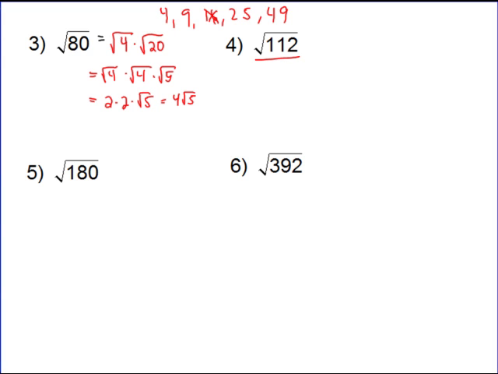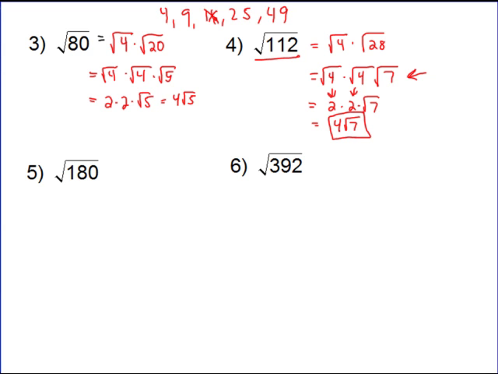Okay, number 4. Again, it looks to me like 4 goes into it. And so that's going to give you square root of 4 times, well, you've got to divide it out. It turns out to be 28. Well, just like the last problem, square root of 4 goes into 28 as well. And so now I've got 7. 7 has no perfect square factors except for 1, which doesn't matter. And so you get 2 times 2 times square root of 7, because square root of 4 is 2, square root of 4 is 2. So it just equals 4 square root of 7 is your answer.